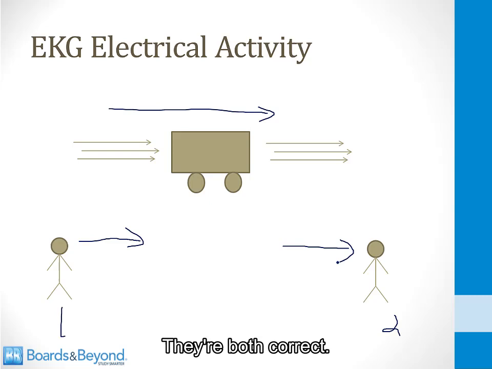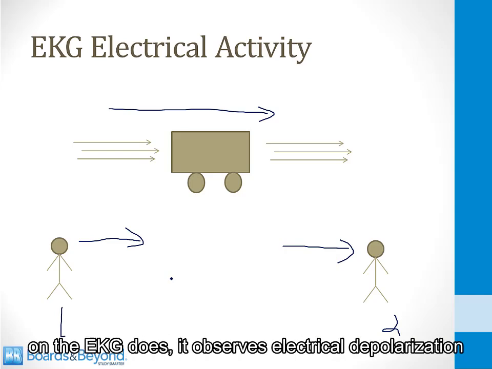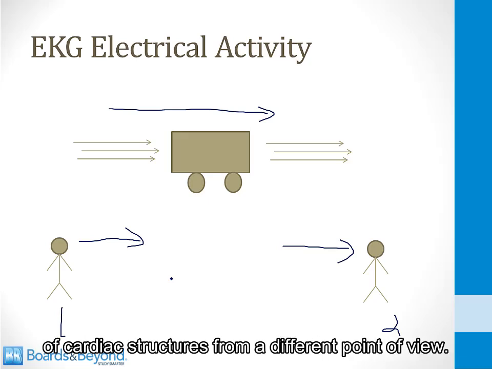They're both correct. They're both watching the same phenomena. It's just that they are observing it from a different vantage point. And that's what each of the 12 leads on the EKG does. It observes electrical depolarization of cardiac structures from a different point of view.